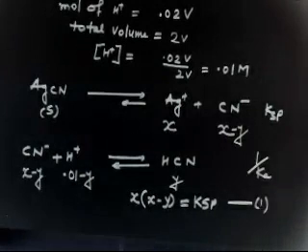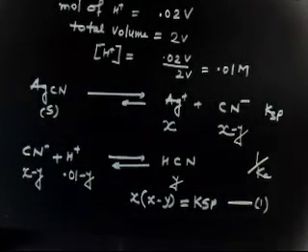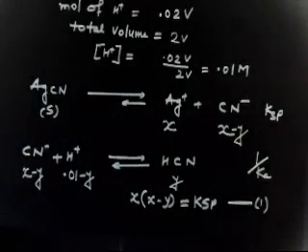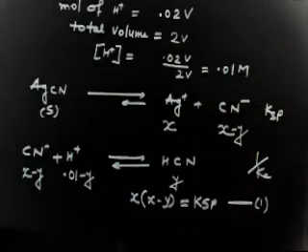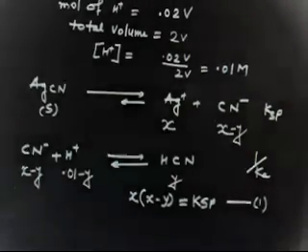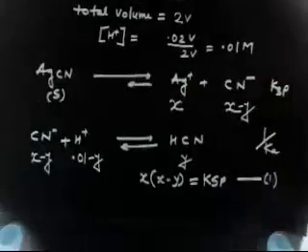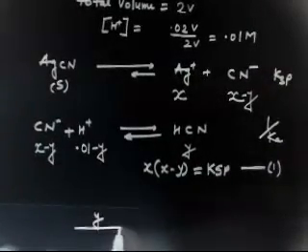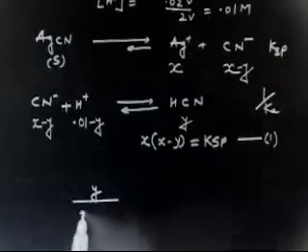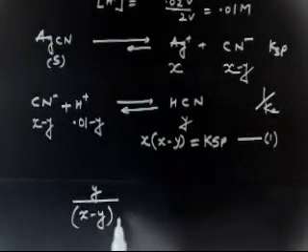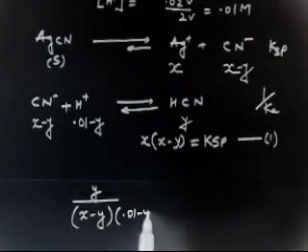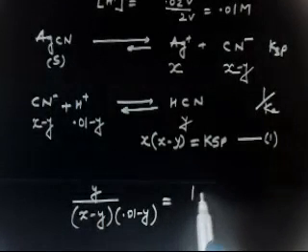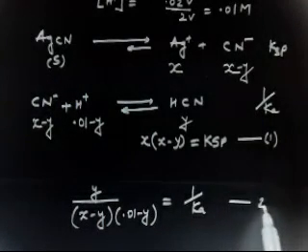Are you getting? Now I can set the second equation, and the second equation I can set from this equation. So you can see this is y divided by (x minus y) into (0.01 minus y). This should be equal to 1 by K. So this is my equation number 2.